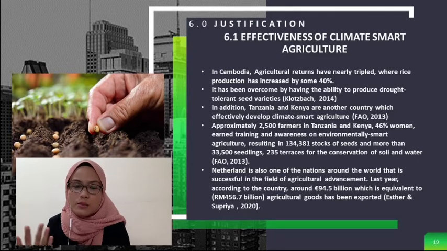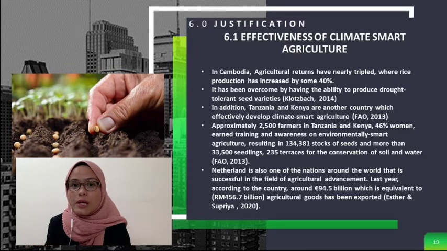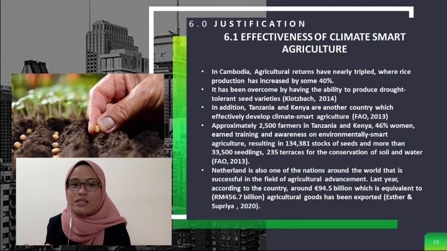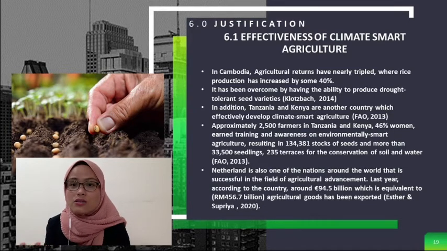They are practicing climate smart agriculture, where they are involved in receiving training programs and consultation regarding adaptation from expert people who know more about climate change. The outcome from this practice is that it helps farmers, where about 46% of those involved in production are women. Other than that, a stock of more than 33,500 seeds has been produced, and 235 terraces of soil and water conservation.